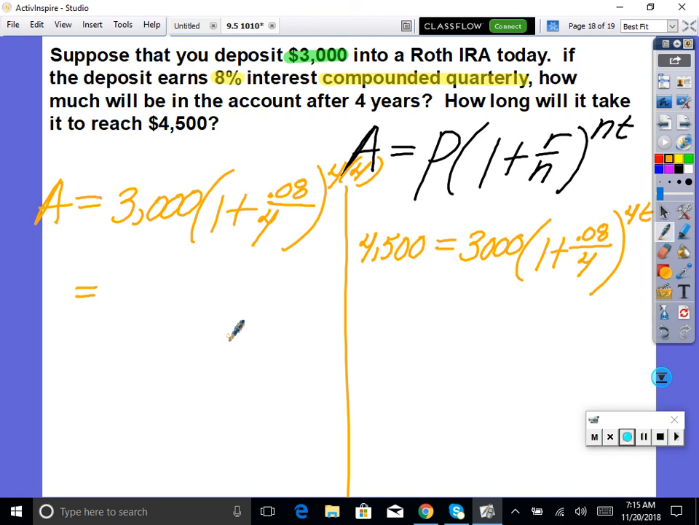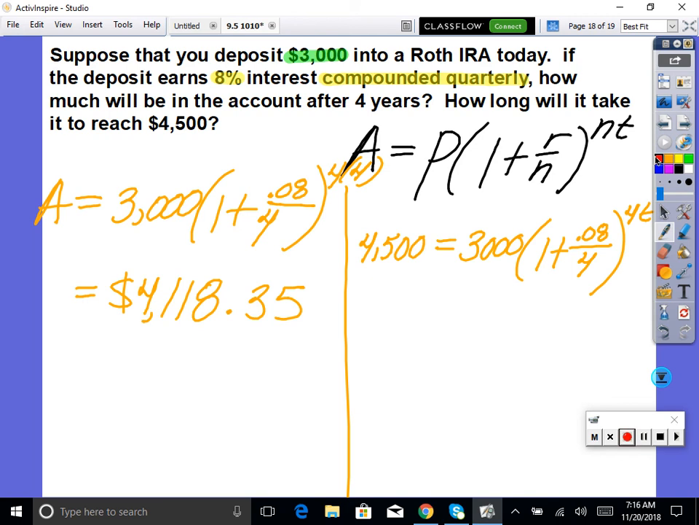Because it's nt, and it says compounded quarterly. That means 4 times in a year. So n is the number of times it compounds in a year. So if it would have said it compounded monthly, we would have put 12, because that means you get interest 12 times in a year. Bi-monthly, we would have put 24. So that's 24 times in a year. So what did we get here? Anyone? $4,118.35. Okay, cool.